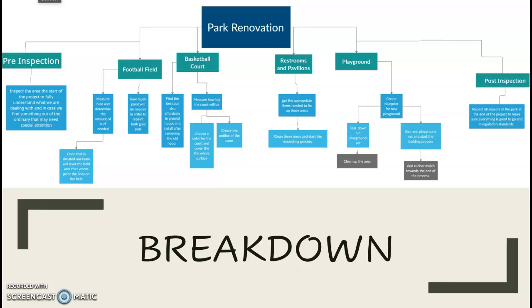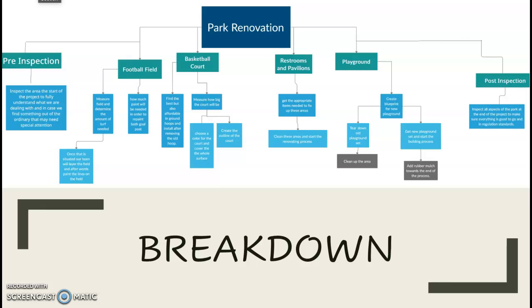So the breakdown of the project. We want to start with the pre-inspection. We want to observe the park and determine what we're working with to find out what we need to do and what needs to be done to it. Then we want to go to the basketball courts. We want to find the right basketball hoops, measure the whole court, choose the right paint color for the court, and then cover the court and then outline the court.